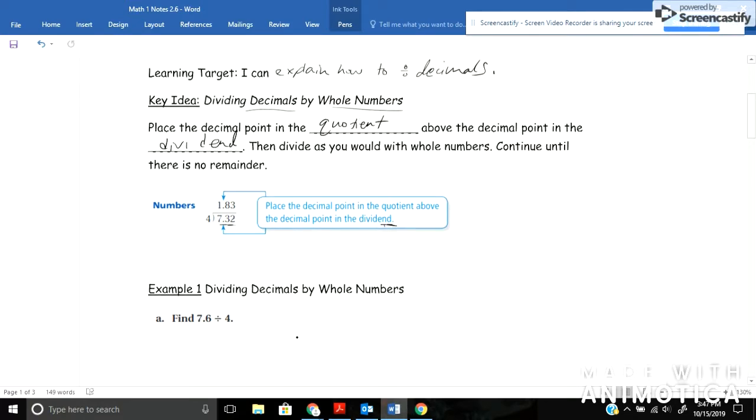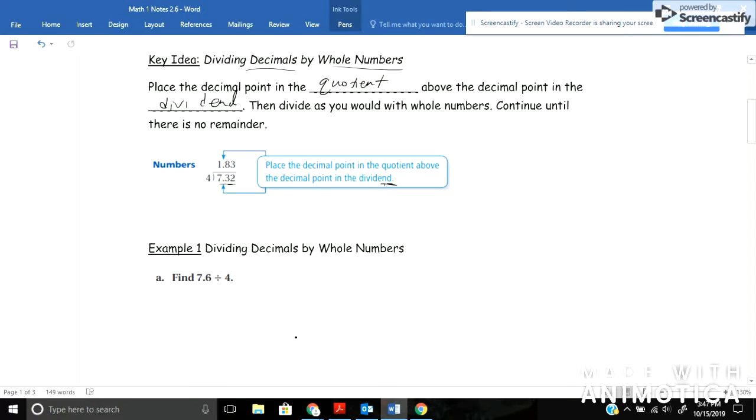All right, let's set that up then in a problem. I've got 7.6. Also remember that this first number always goes on the inside of your long division problem. Sometimes that can be tricky to remember. I've got 7.6 divided by 4, right? What I like to do right away is bring my decimal point straight up, so I don't forget about it. And now I just divide as I would with whole numbers.